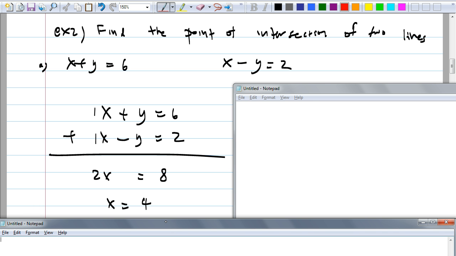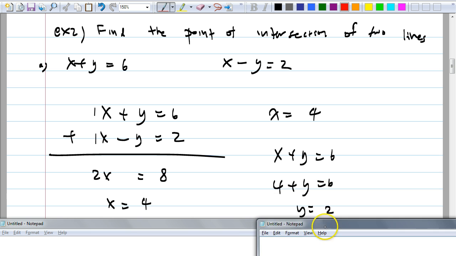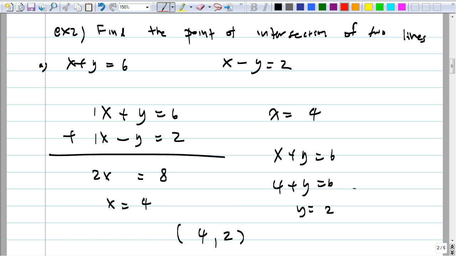So let's plug into any one of them. I chose to plug in x plus y equals 6. It doesn't really matter. And when you plug it in, you get x equals 4. You get y equals 2. So now you have your solution, 4 comma 2. That is where the two lines intersect. Does that make sense?